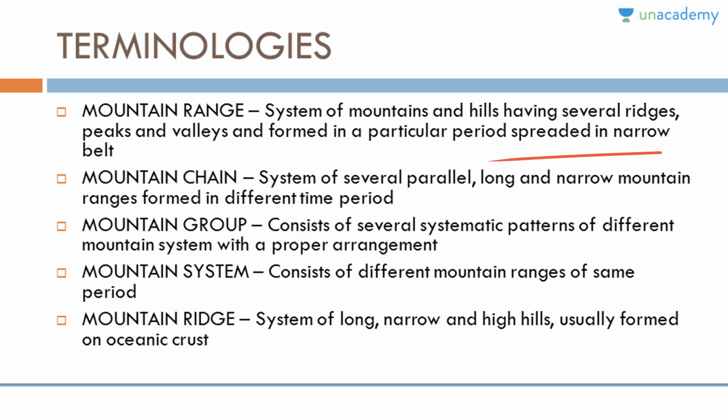The mountain chain is a system of several parallel, long and narrow mountain ranges formed in different time periods. A mountain group consists of several systematic patterns of different mountain systems with a proper arrangement. The mountain system consists of different mountain ranges of the same period. And a mountain ridge is a system of long, narrow and high hills usually formed on oceanic crust.